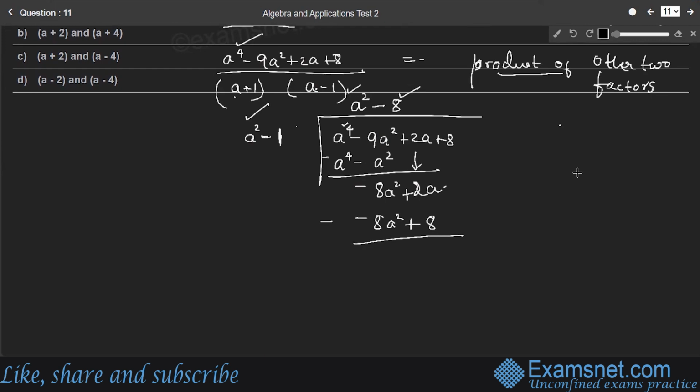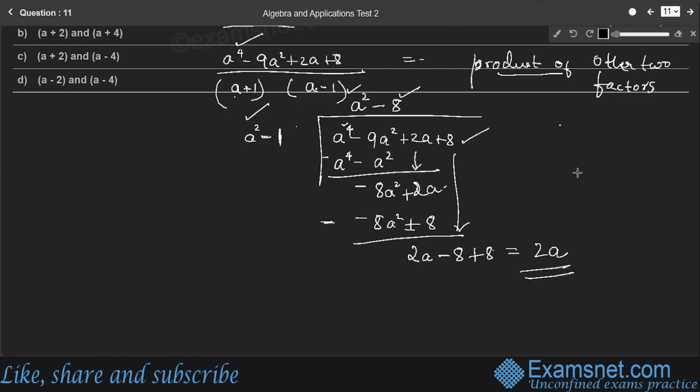Therefore, after subtracting, you will get 2a. So minus of plus becomes minus 8. Now borrow plus 8. Therefore, you will have 2a, right? So which is equal to 2a as the remainder.